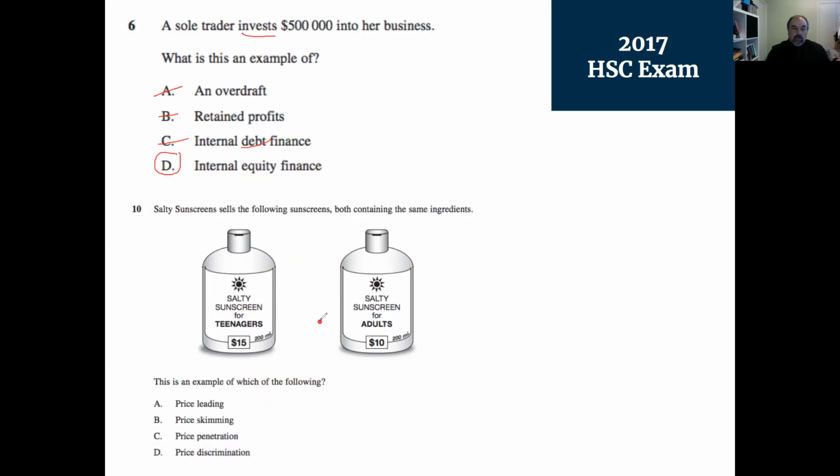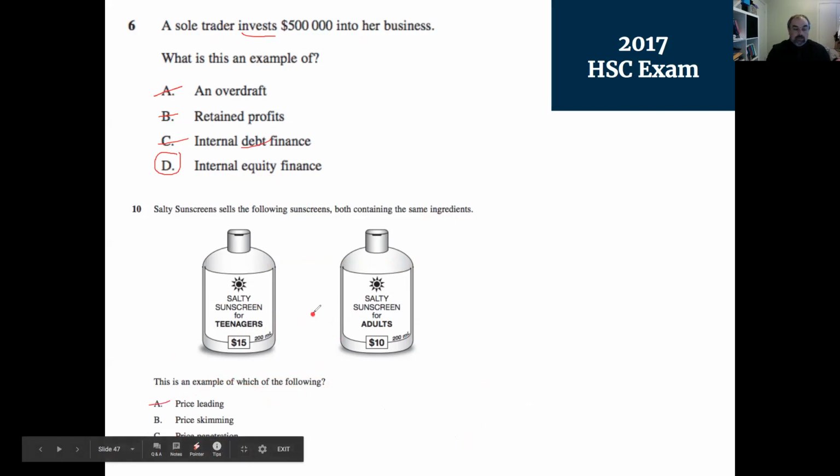Okay, so again, this is a question where we can't sort of know the answer first. We've got to look through the selections before we can make a decision. All right, price leading, okay, not a syllabus term. So that's probably not going to be correct.